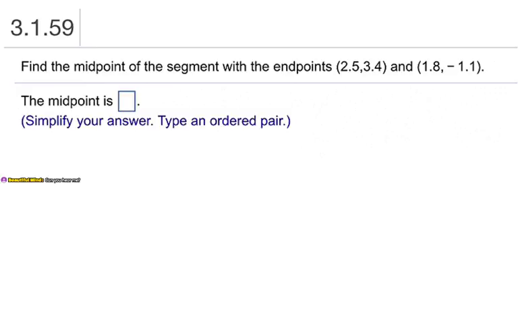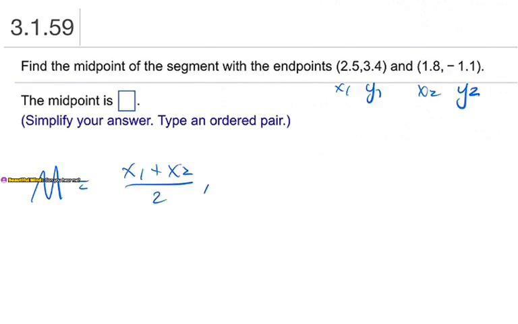Now usually when I get something like this, I'll go ahead and label it immediately. So I'll go x1, y1, x2, y2. Okay. So then the midpoint formula is going to be x1 plus x2 over 2, comma, y1 plus y2 over 2.